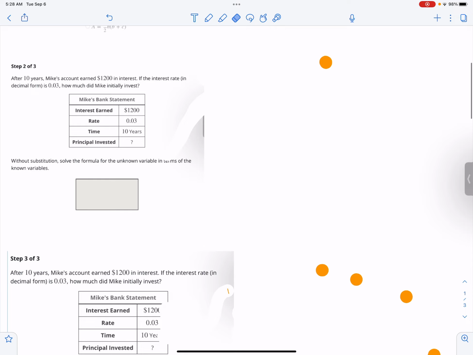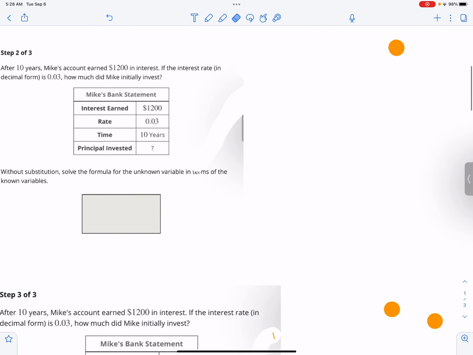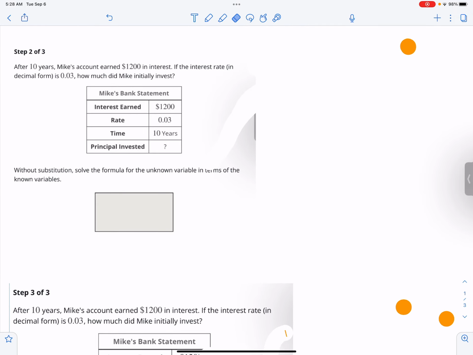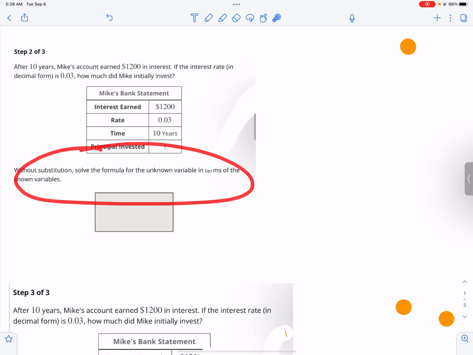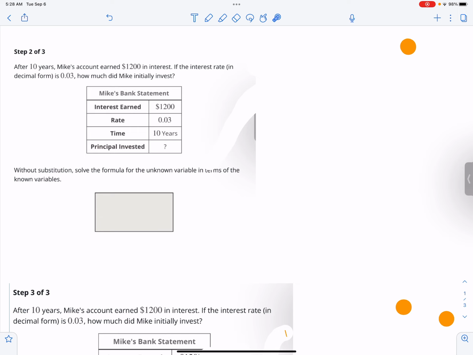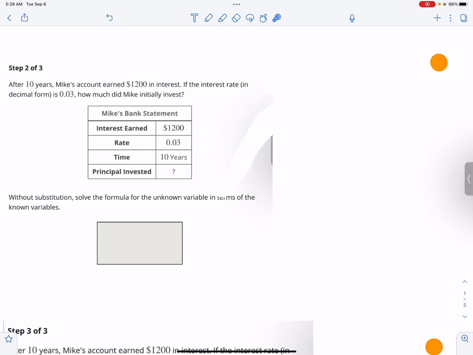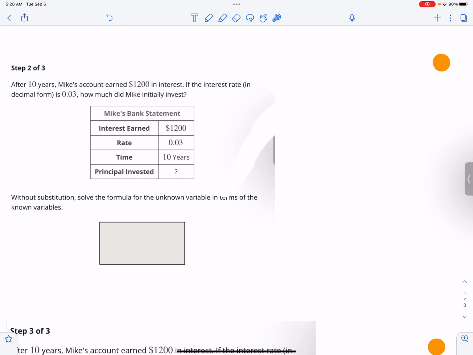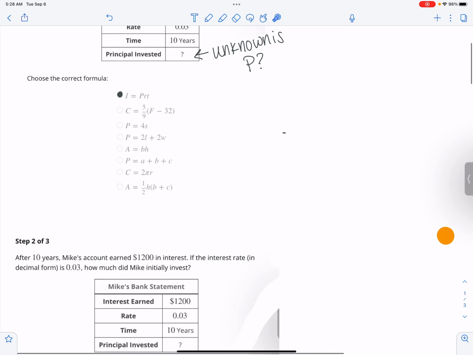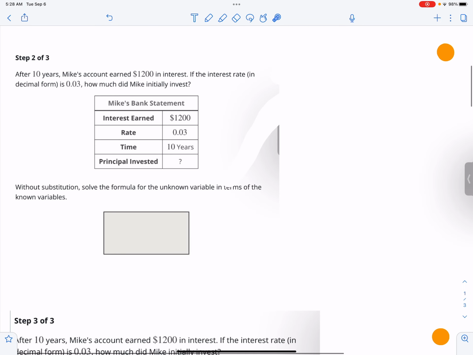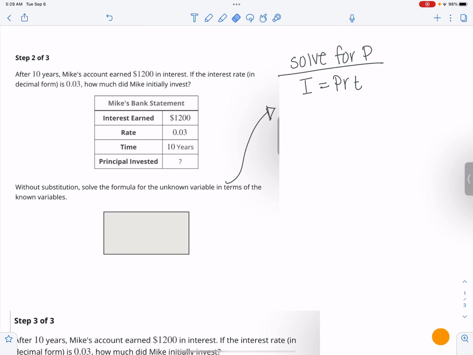So then I go to step 2. Step 2 now says, without substitution, solve the formula for the unknown variable in terms of the known variables. This is the part that a lot of students get tripped up on just because the wording is a little funny. Essentially what they say is we're going to take this formula that we just said was the correct one, and then we're going to solve for the unknown. And in this case, the unknown is going to be P.